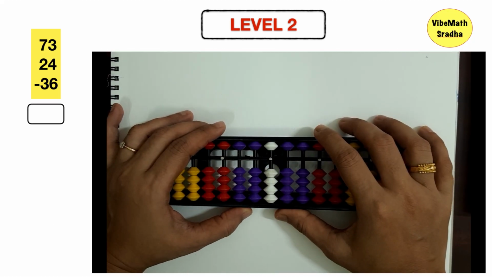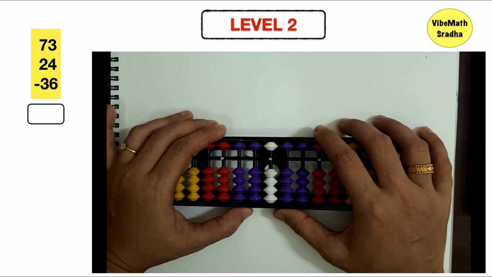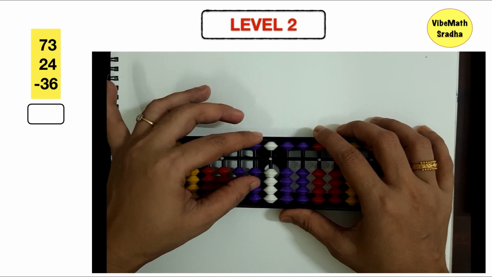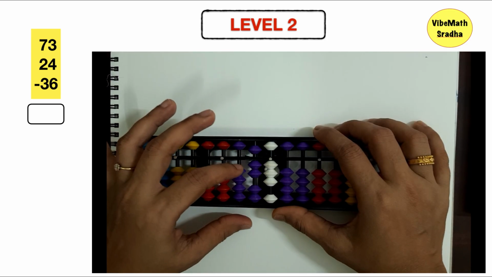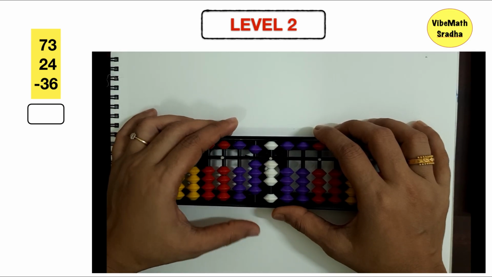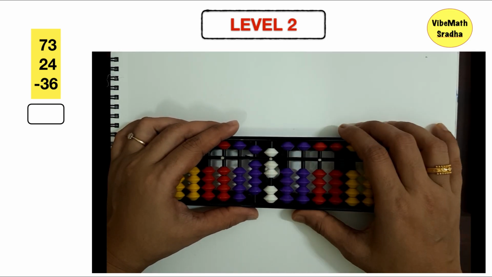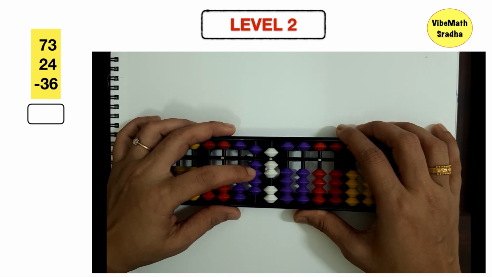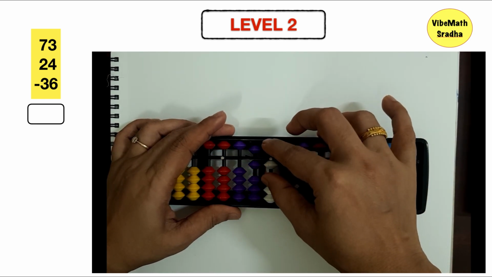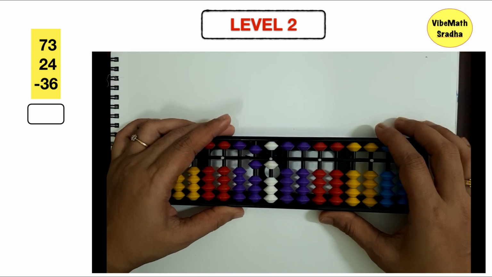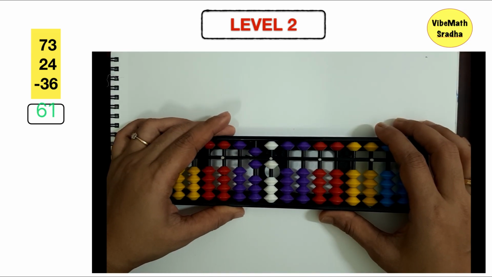Next example is 73 plus 24 minus 36. 73 plus 24, plus 20 plus 4 is plus 5 minus 1. Then minus 36, minus 30 minus 6. Here we did it directly. So, answer here is 61.